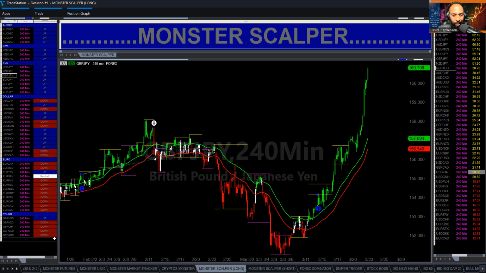A standard lot is such that every time the pair moves, that's a pip, and a standard lot is $10 a pip. Just think about that: every time it moves, that's $10. So we don't need to trade that heavy. You want to do a mini lot or a micro lot, just everything down.